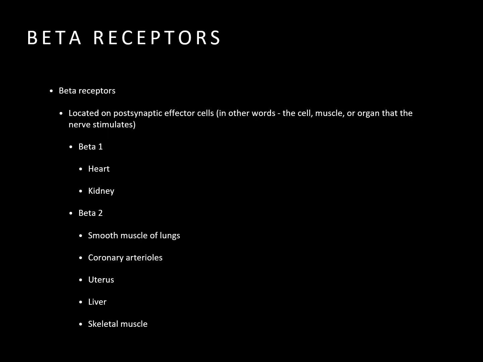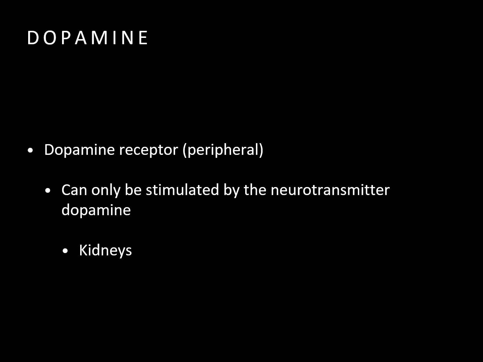So beta receptors, so there's beta 1 and beta 2. So the beta receptors are going to be on the heart, the kidney in beta 1. In beta 2, you're going to have the smooth muscle of the lungs, the coronary arterioles, the uterus, the liver, and the skeletal muscles. Dopamine receptors. Now remember, dopamine can only do dopamine receptors. Dopamine can do other ones, but only dopamine can trigger a dopamine receptor. And you can find those in the kidneys. Now that's an easy one to remember because a lot of what dopamine does, it affects the kidneys.